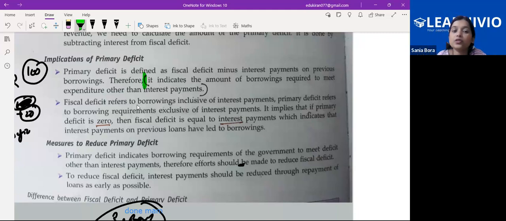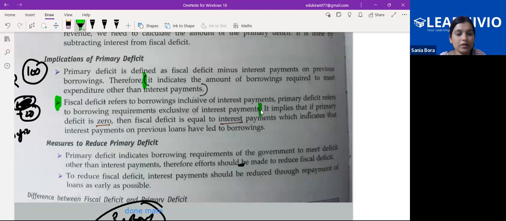Then, fiscal deficit refers to the borrowing inclusive of interest payment. Primary deficit refers to the borrowing requirement exclusive of interest payment. Very, very important point. In fiscal deficit, they tell you how much money you need to borrow, including the interest. But in primary deficit, they tell you how much you need to borrow, but they don't include the interest. If the primary deficit is zero, then the fiscal deficit is equal to the interest payment on the previous loan.